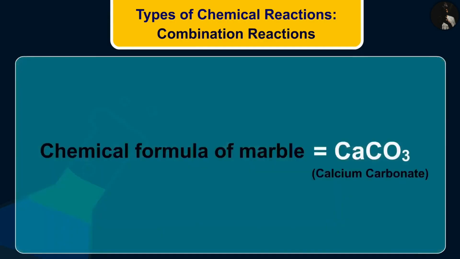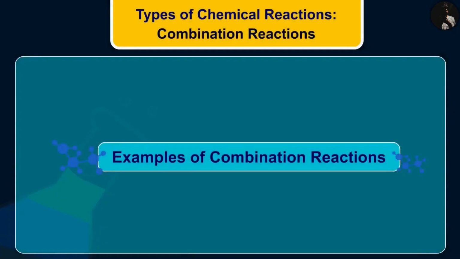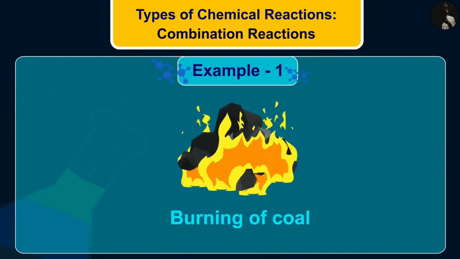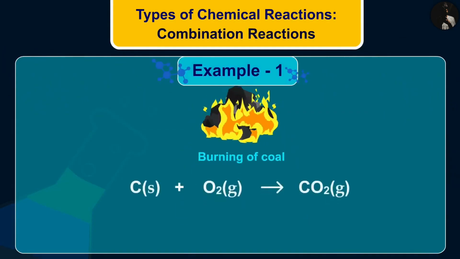The chemical formula of marble is also CaCO3. Isn't it fun? Let us discuss a few more examples of combination reactions. The first example is that of burning coal. In this, coal, which is carbon, reacts with oxygen to form carbon dioxide.